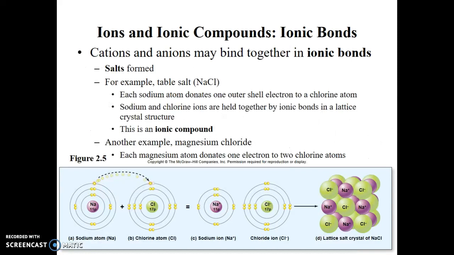And so here's how we make table salt. You can watch as the sodium here gives an electron to this chlorine. Now both of the outer shells have a full 8 electrons, so they're both happy, they're both stable, and they're both attracted to each other.